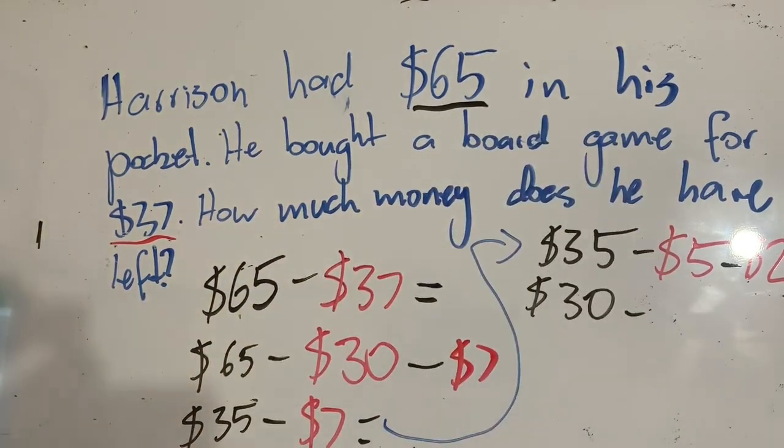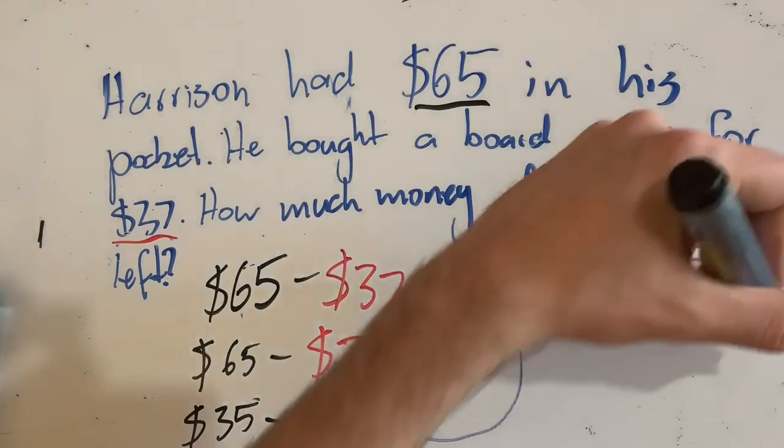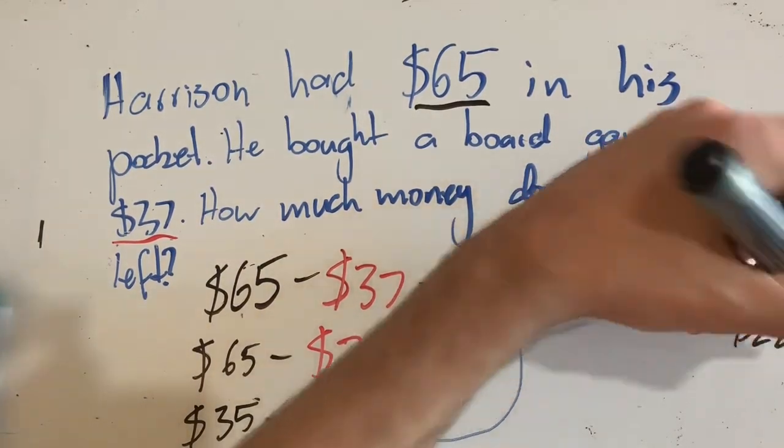And now I've just got to deal with this $2 here. So now this is nice and easy. I just need to count backwards using my addition facts. I know that 10 minus 2 is 8. So my solution here is $28.